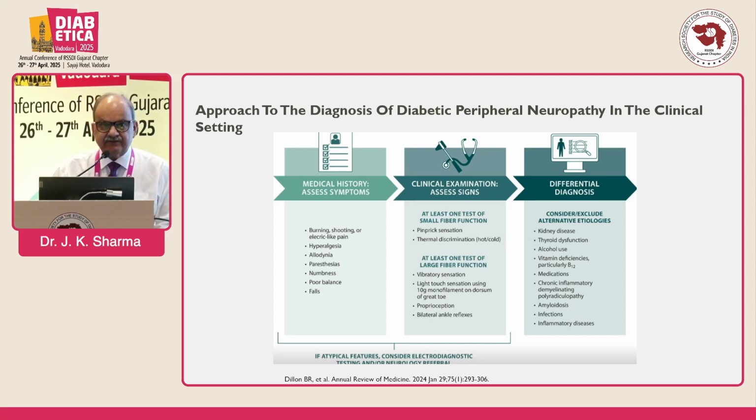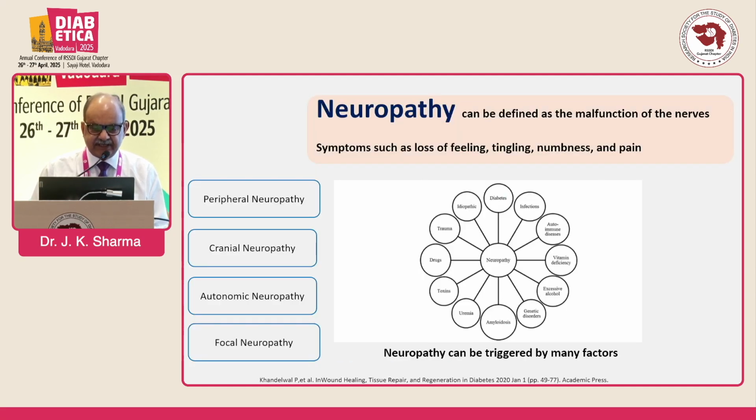But then we have to look for the differential diagnosis also. Is this patient really suffering from diabetic peripheral neuropathy, or is there some other cause which we have to eliminate? Consider and exclude the alternative etiologies like kidney disease, uremia, thyroid dysfunction, alcohol use, vitamin deficiency, particularly B12, like in this patient also we had B12 deficiency, medications, chronic inflammatory demyelinating polyradiculopathy, amyloidosis, infections and inflammatory diseases. So all of these you can find out from the history, clinical examination and on the investigations.